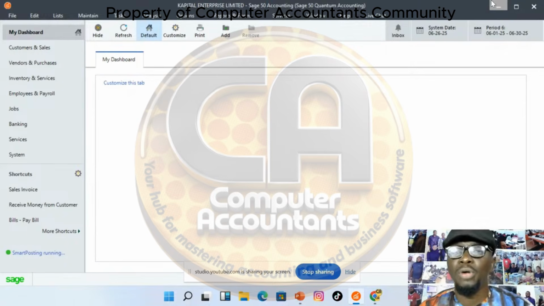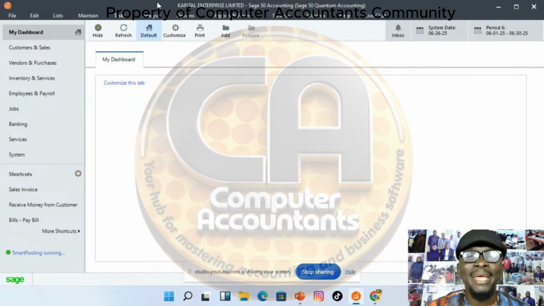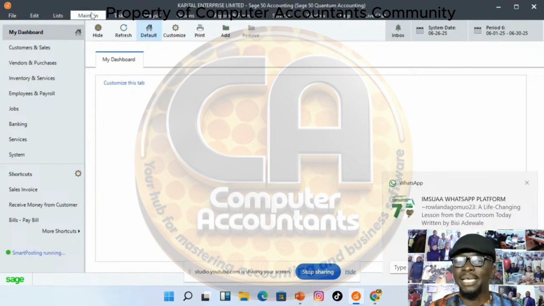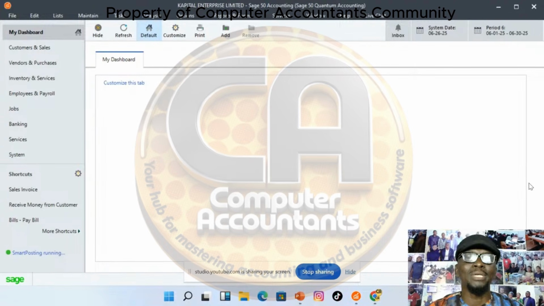So let's go back to our work now. Where you have the company name is known as the title bar. Now, directly under the title bar, where you have file, edit, list, maintain, tax, analysis, options, report, and forms, that line is called the menu bar. Like when you go to a hotel, they give you their menu book. So the menu bar contains different commands: file command, edit command, list command, maintain command.